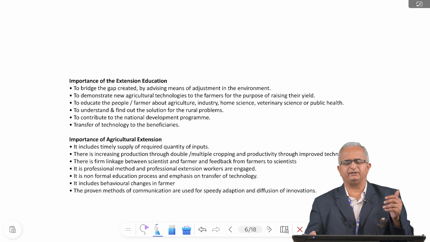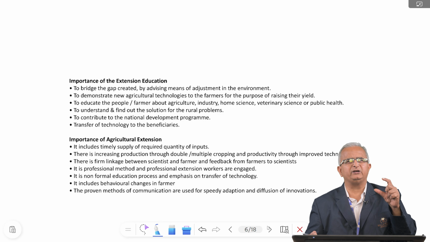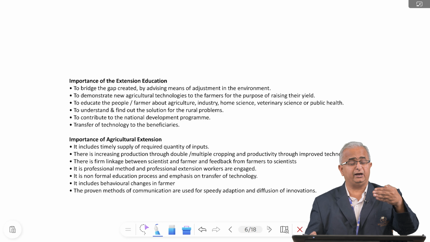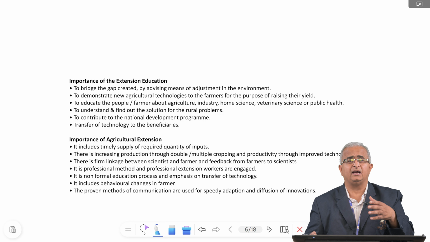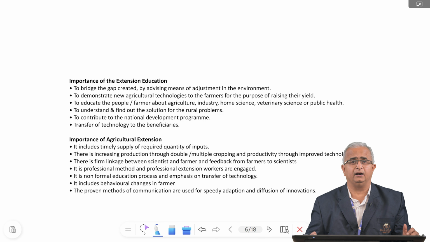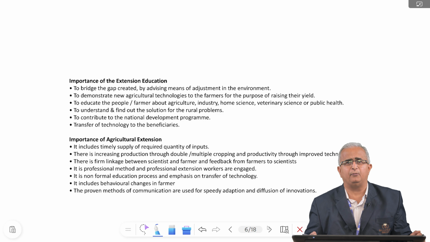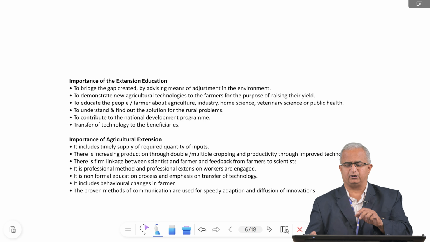Proven methods of communication are used for the speedy adoption and diffusion of innovations. Innovation means a new idea. Adoption means the adoption of the new idea in their own farming conditions by a particular farmer. Diffusion means the spreading of information, of these new ideas, to the entire farming community. How the technology gets diffused into the farming community is the major challenge, and it will be taken care of by the extension workers only.